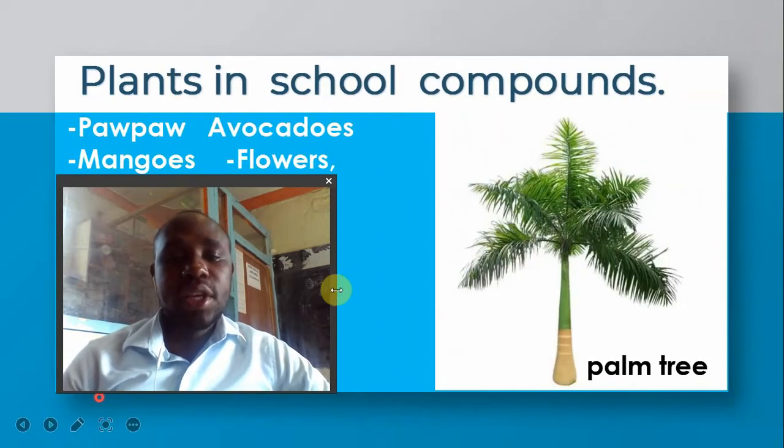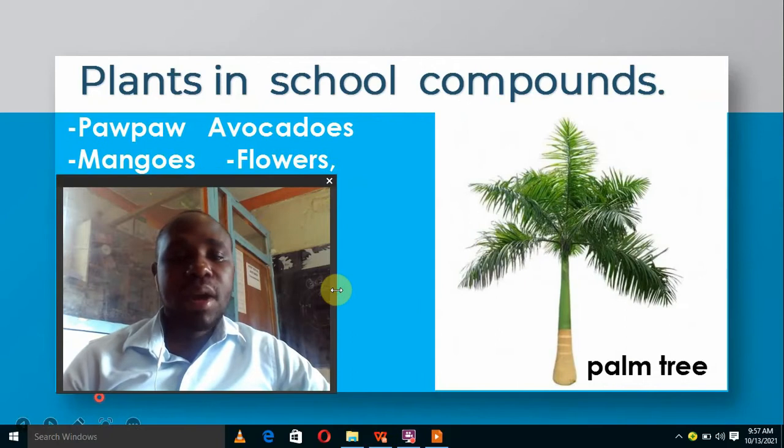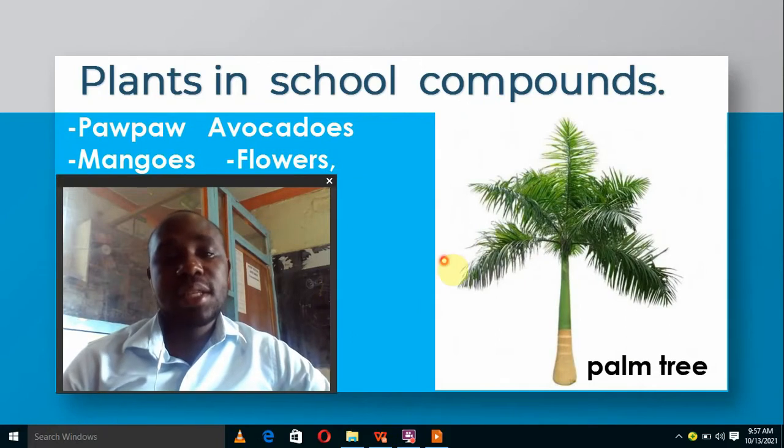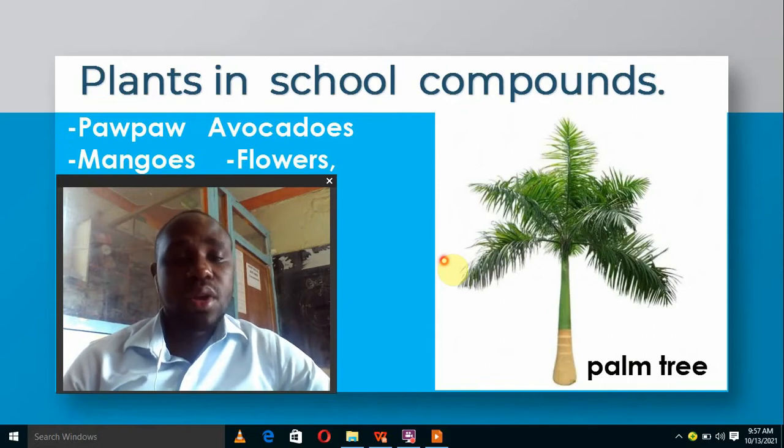We have looked at some plants which are non-flowering and some which are flowering. Let's look at some examples of plants which are planted in the school compound. The question may ask you to name any one example of plants we find in your school compound. There are very many varieties, mainly the fruits. All the fruit plants can be found in our compound.